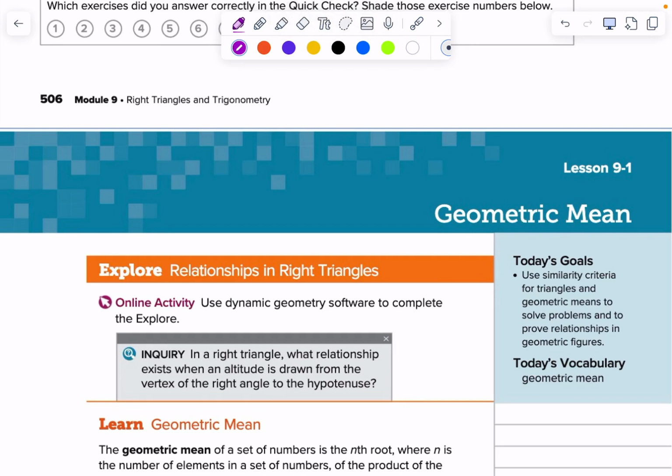All right, this is section 9.1. We did 9.2 before 9.1, but now we're bumping back to 9.1. This is geometric mean.